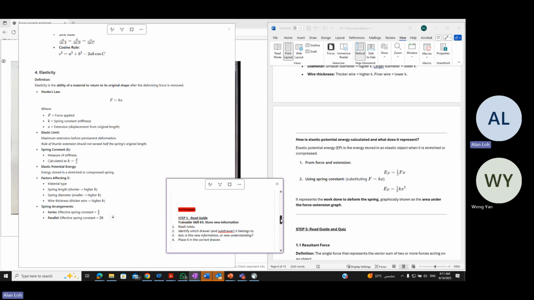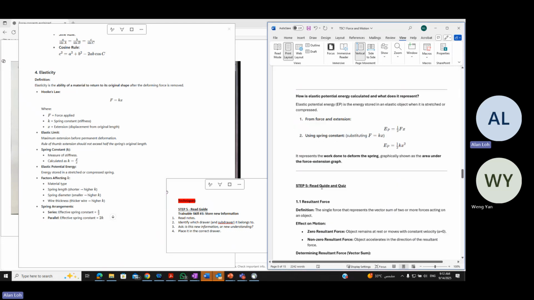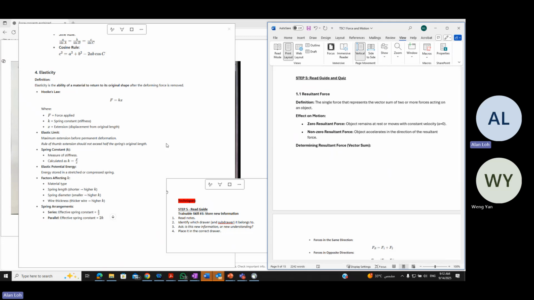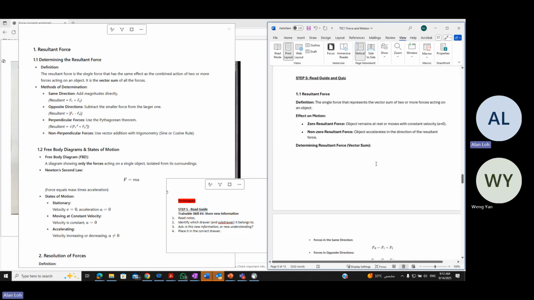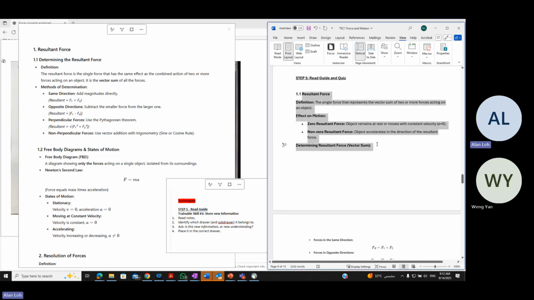Step 5, you have read guide and quiz. This is the technique. If you've forgotten the technique, this is how you're going to do that. So I'll go to the guide first. Okay, read the guide first. So let's do the same drill. Forgotten the technique, read from here what you need to do. And what is the skill that we are trying to train here is also important. Okay, then you can start from here.